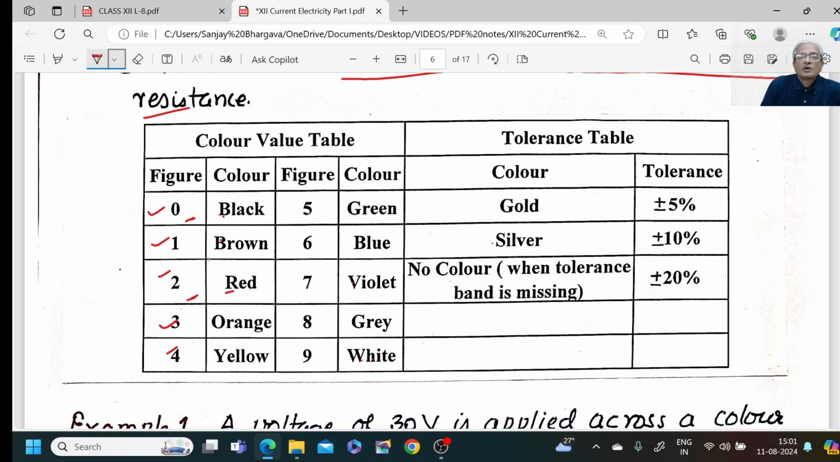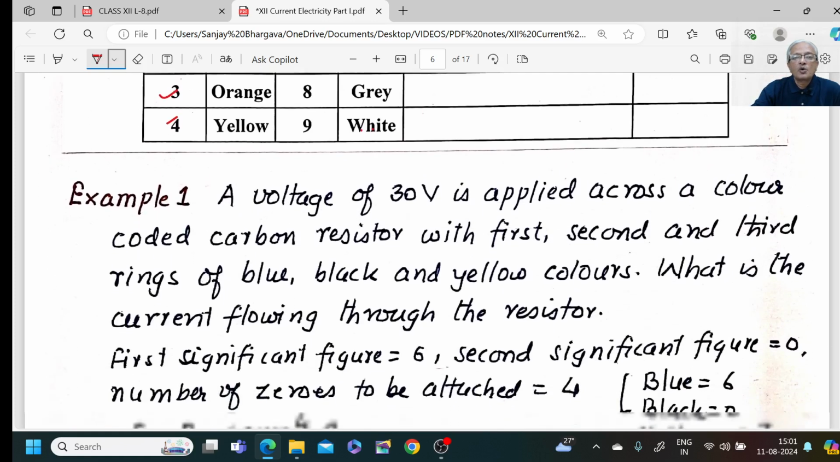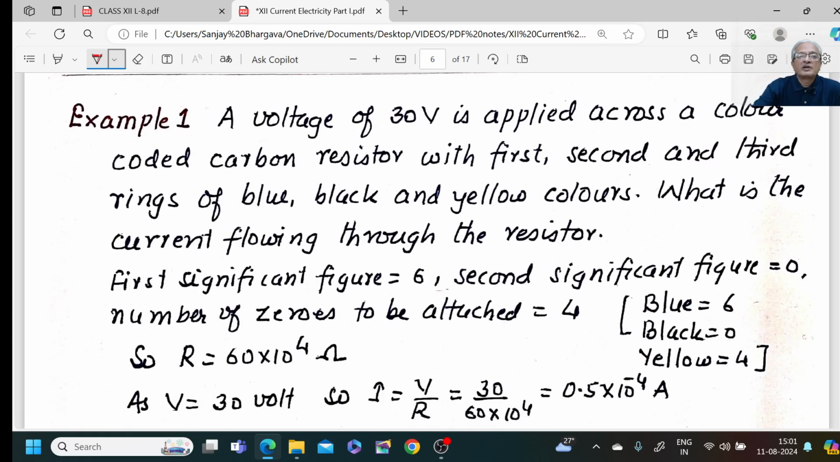Now gold, the fourth ring, that is the tolerance ring. If it is made of gold, it represents plus minus 5% as the tolerance. Silver ring, plus minus 10%. No color, that means the tolerance ring is not present, and it represents plus minus 20%. Now we'll try to use this and find out how we calculate the value of resistance.